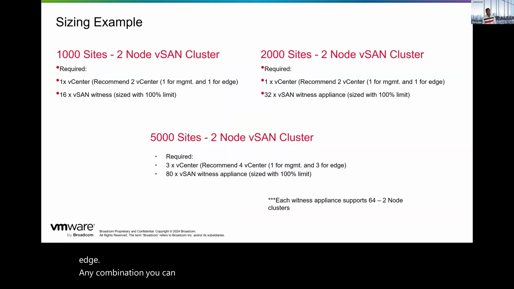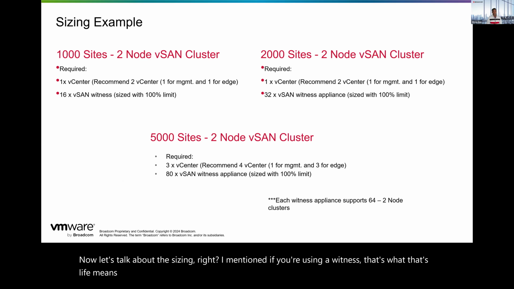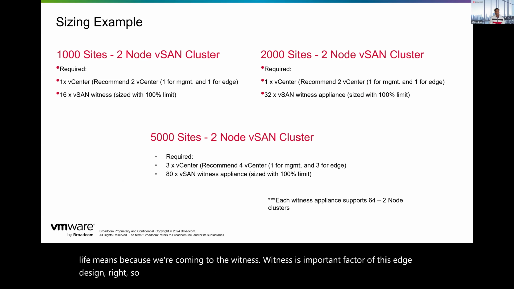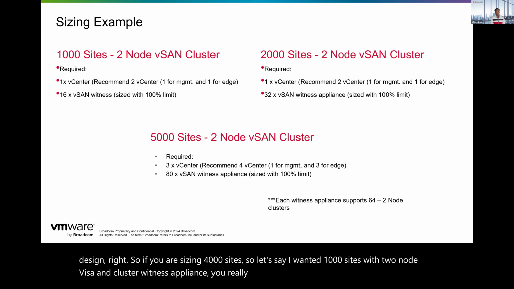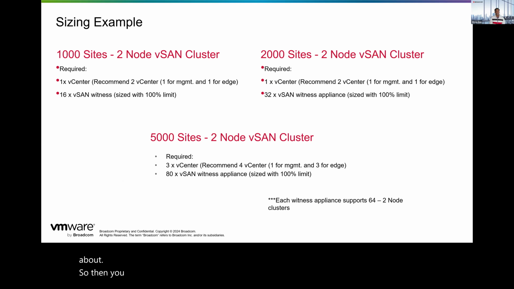Now let's talk about the sizing, right? I mentioned if you're using a witness, that's what that slide means, because we're coming to the witness. Witness is an important factor of this edge design, right? So if you're sizing for 1,000 sites, let's say I want 1,000 sites with a 2-node vSAN cluster with witness appliance, you really need one vCenter for management, and we recommend that you dedicate one per edge, right? That's what our licensing also talks about. So then you really need 16 vSAN witness.